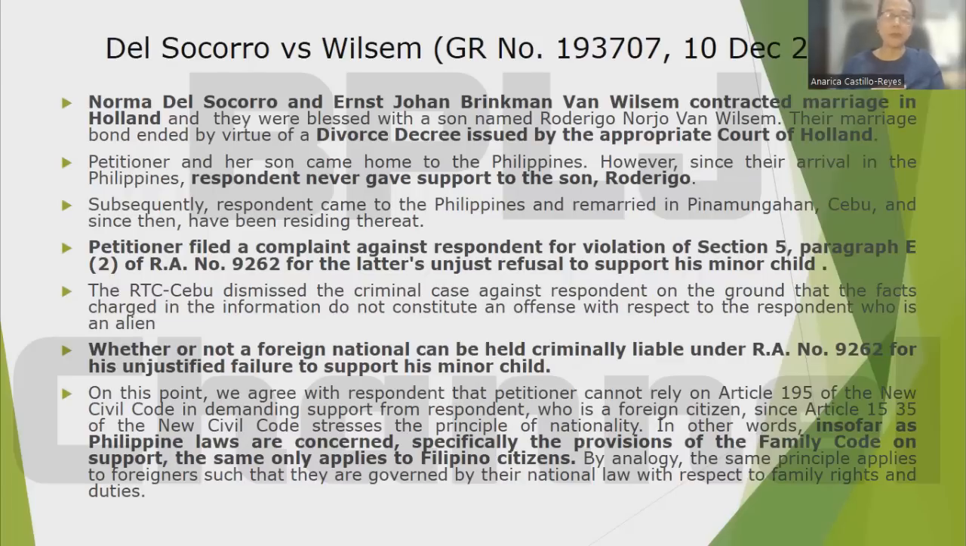So let's go back to the case of Del Socorro. In this case, Del Socorro and Wilson contracted marriage in Poland. They were married in Poland, and thereafter they were divorced by Poland. However, the petitioner Del Socorro went back to the Philippines. However, her husband never gave support to the son. So the petitioner filed a case for violation, non-support, violation of Republic Act 9262. Now, the question is whether or not a foreign national can be held criminally liable under Republic Act 9262 for his failure to provide support.